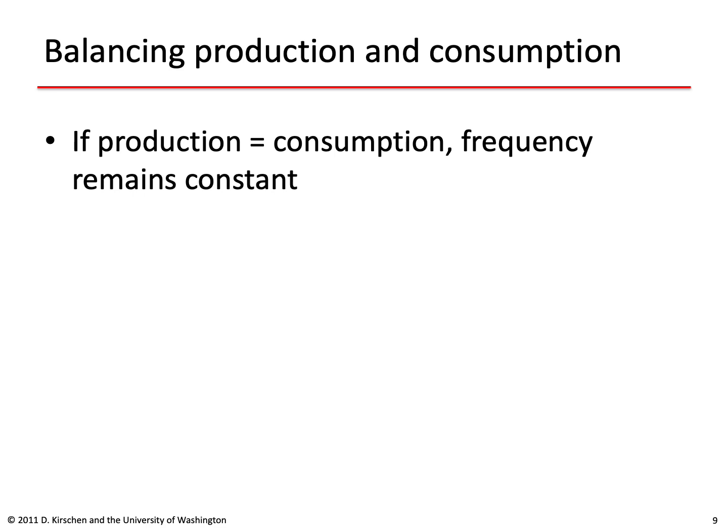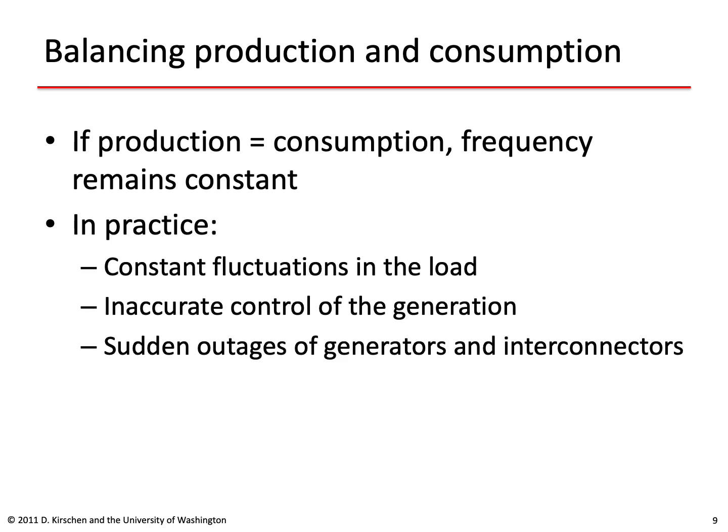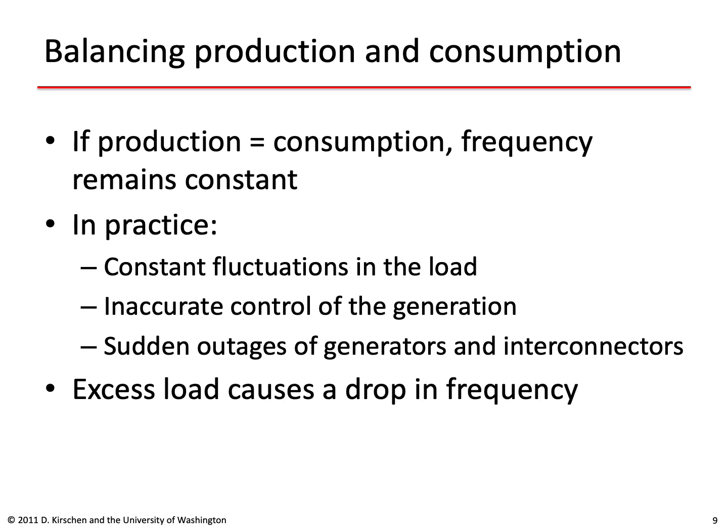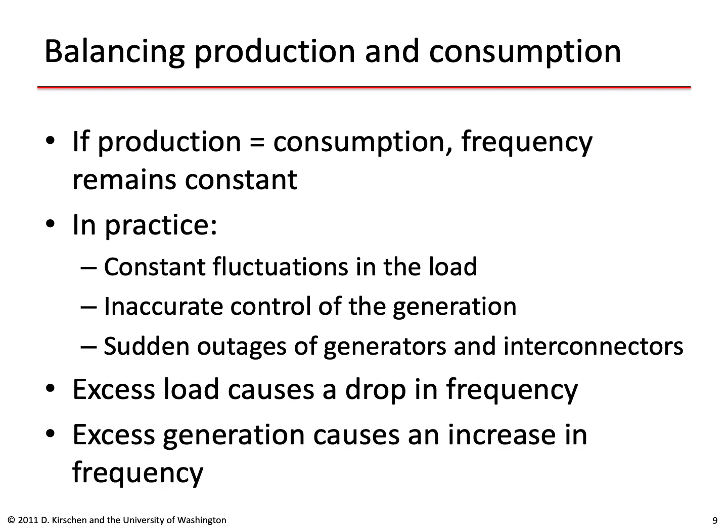If the production and consumption of electrical energy are equal, the frequency of the system will remain constant. However, in practice, we have constant fluctuations in the load, the generators are not controlled with complete accuracy and don't always produce exactly what they are supposed to produce, and we have sudden outages of generators and interconnectors with other systems. If we have more load than generation, the frequency will drop, and on the other hand, if we have more generation than load, we will have an increase in frequency.